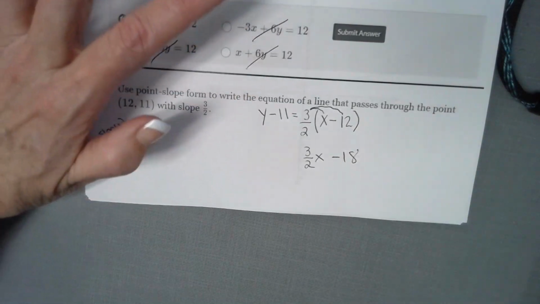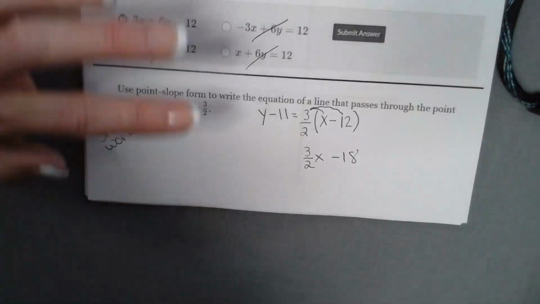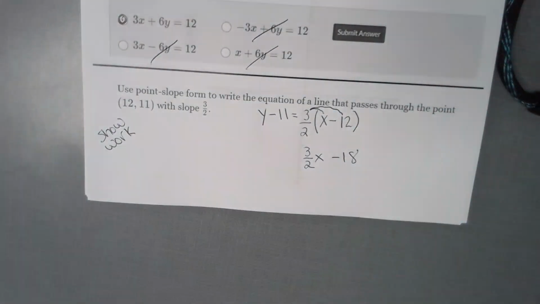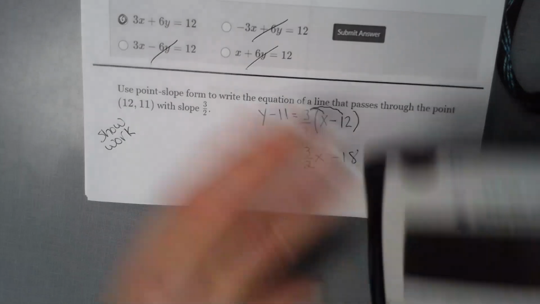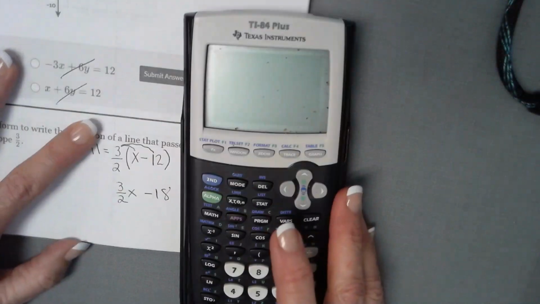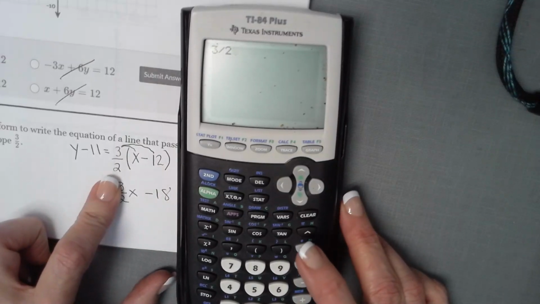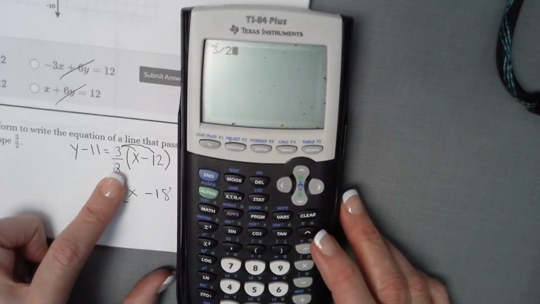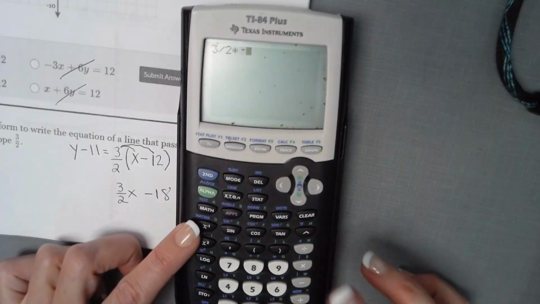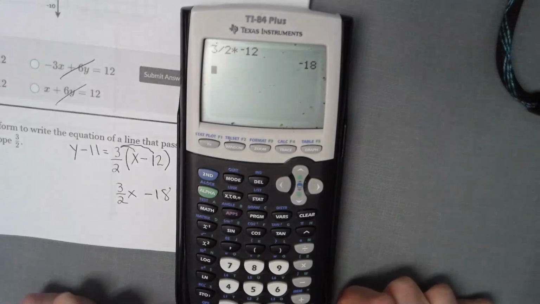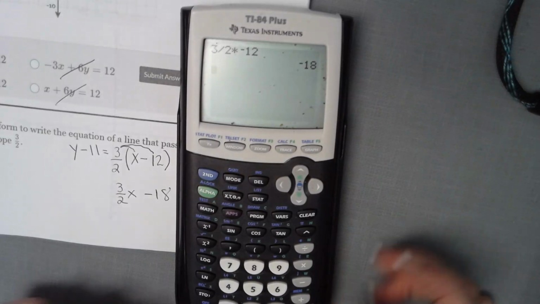Okay, I'm trying to show y'all how to do this without a calculator in case it's calculator inactive. With a calculator, you would do 3 divided by 2. That's what 3/2 is, y'all. Times -12. There's -18.